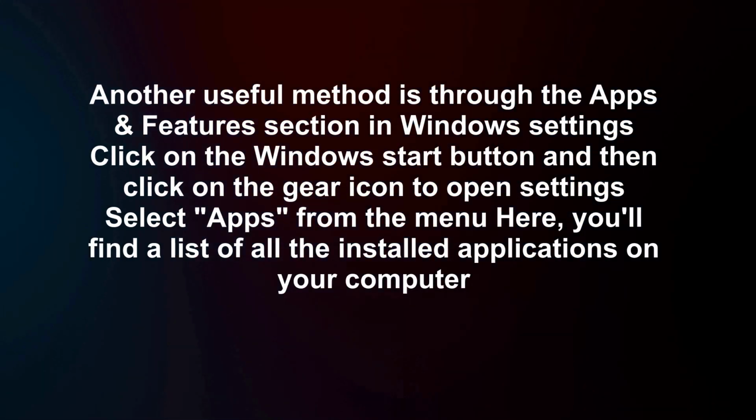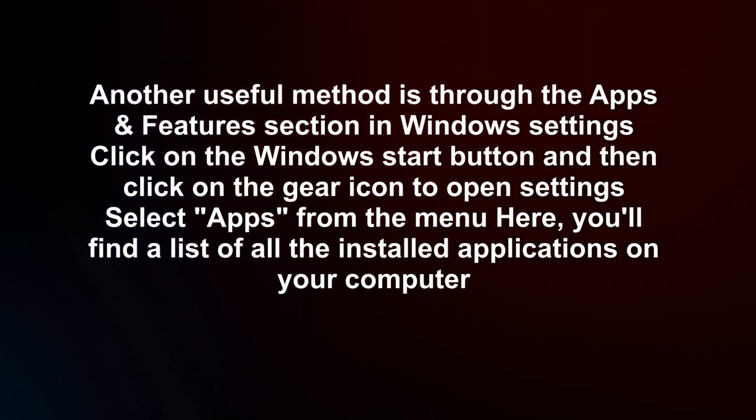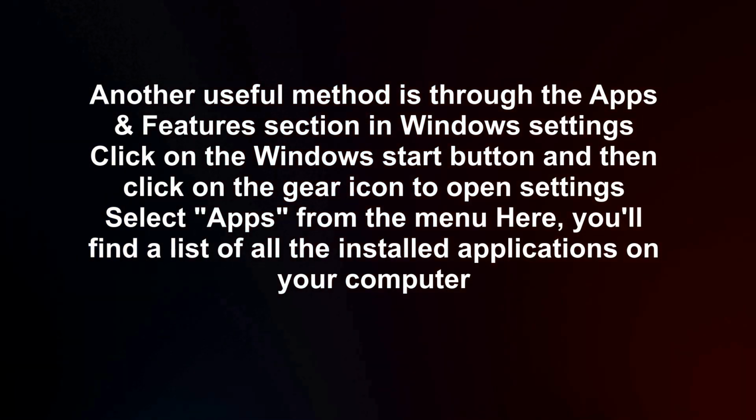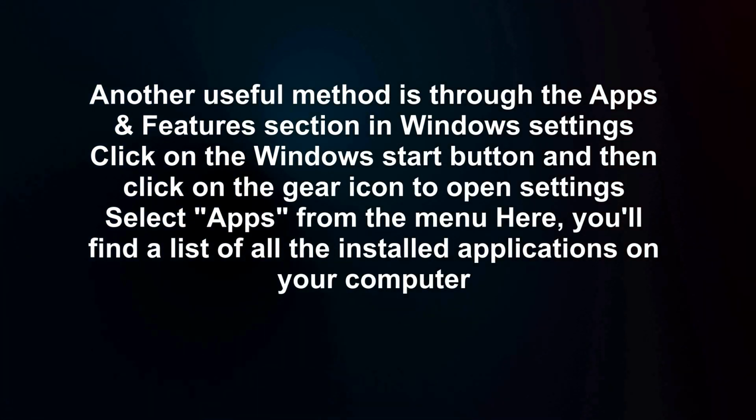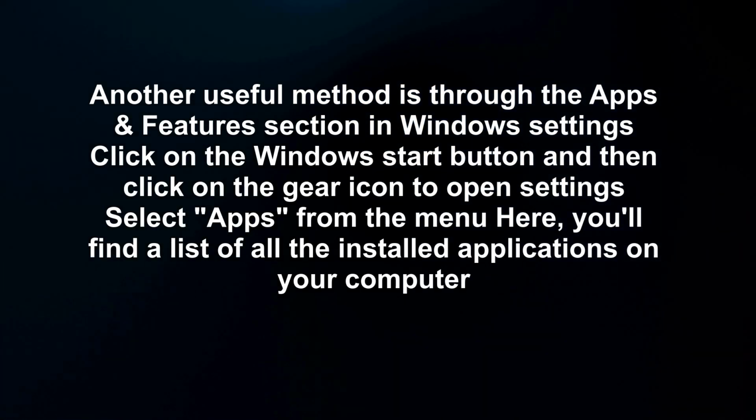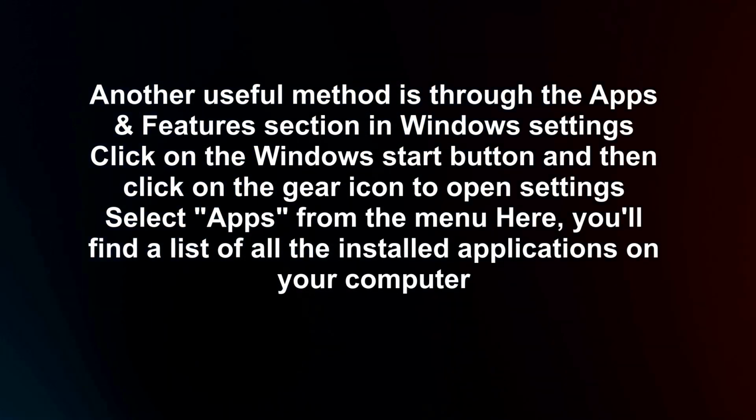Another useful method is through the Apps and Features section. In Windows Settings, click on the Windows Start button and then click on the gear icon to open Settings. Select Apps from the menu here. You'll find a list of all the installed applications on your computer.